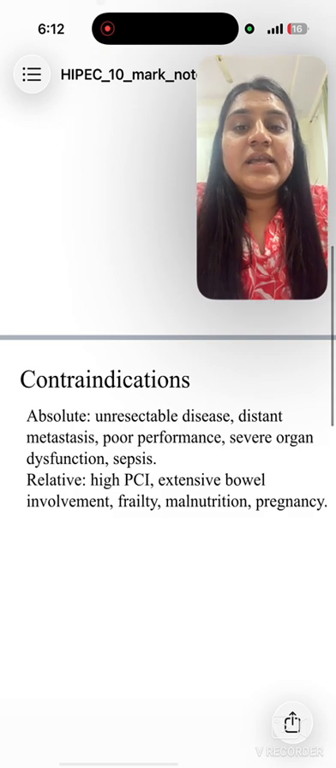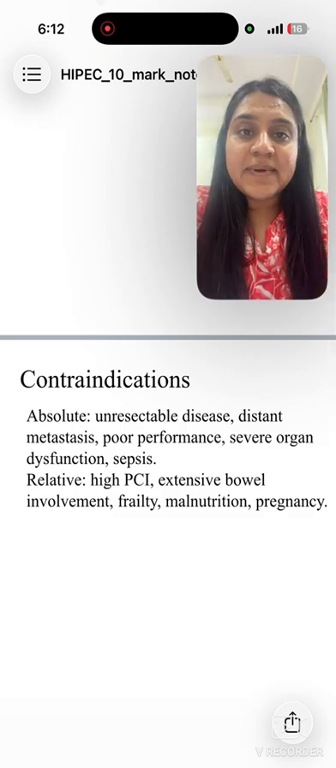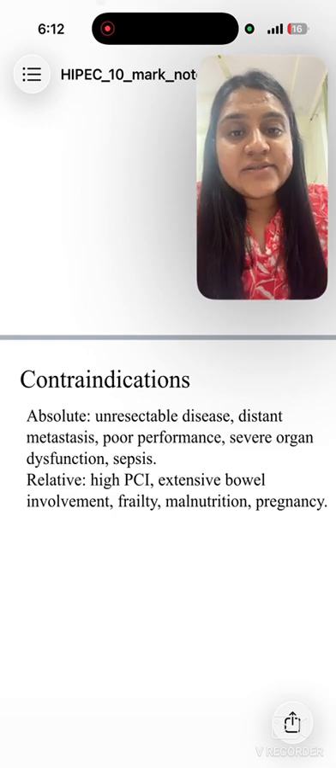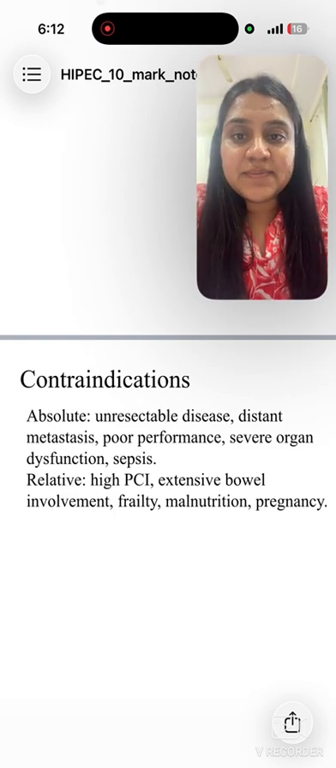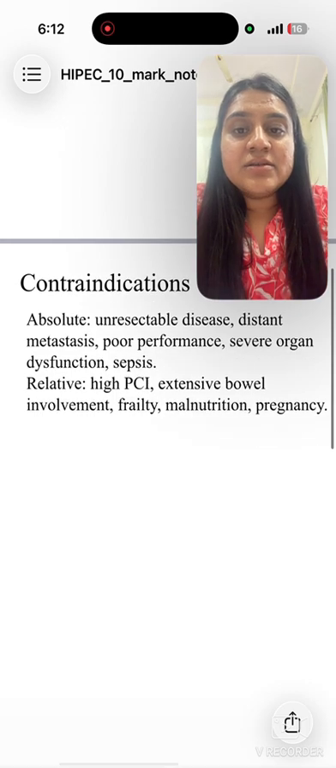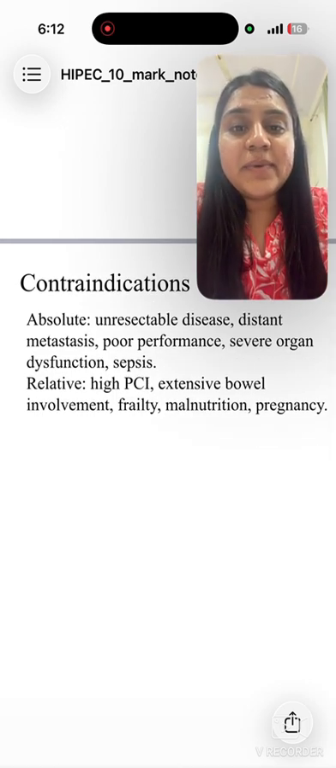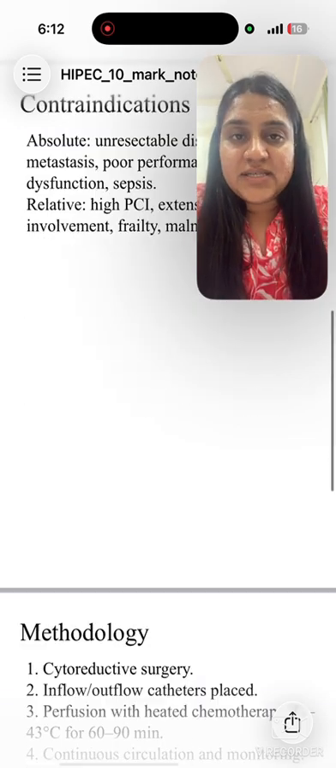Absolute contraindications include unresectable disease, distant metastasis, poor performance, ECOG score greater than 3, severe organ dysfunction, and sepsis. Relative contraindications include high PCI, peritoneal cancer index, extensive bowel involvement, malnutrition, and pregnancy.